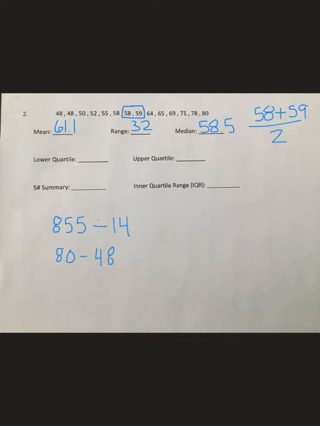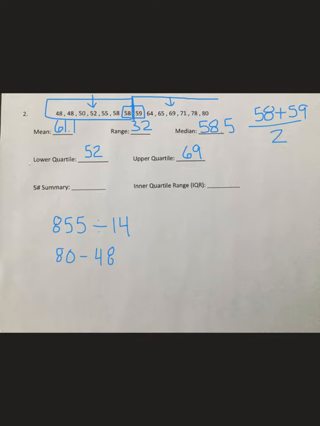Now, because 58.5 would fall right where I put that dark line, everything before that is my lower half. In my lower half, there's clearly a middle number. 52 is the middle number of my lower half. So my lower quartile, or my first quartile, is 52. My upper half, 59, 64, 65, up to 80, there's clearly a middle number there, and that's the number 69. And there is my upper quartile.